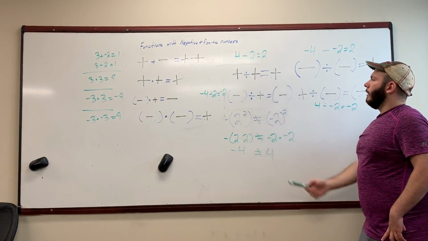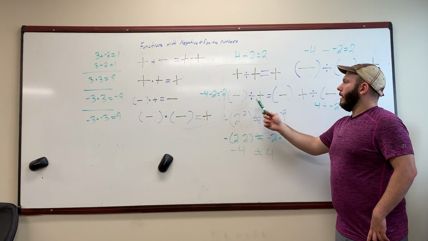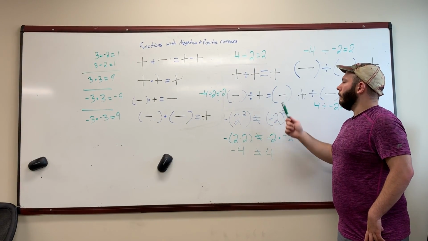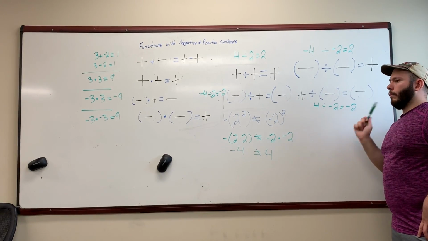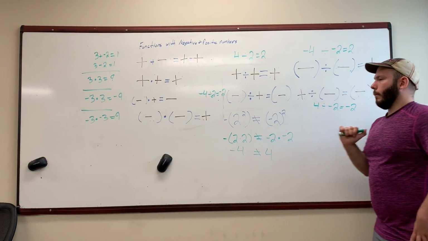Similarly, if you have a negative number being divided by a positive number, you'll get a negative outcome. If you have a positive number divided by a negative number, you'll have a negative outcome as well. So lastly, let's talk about exponents.